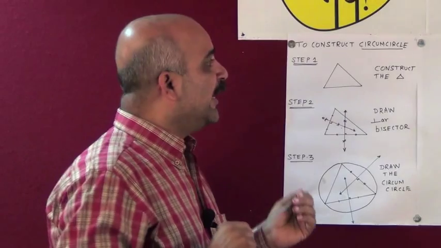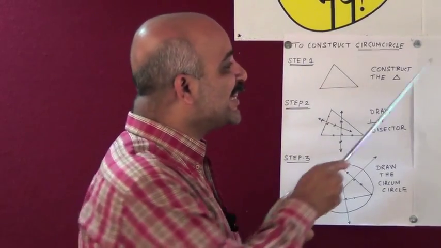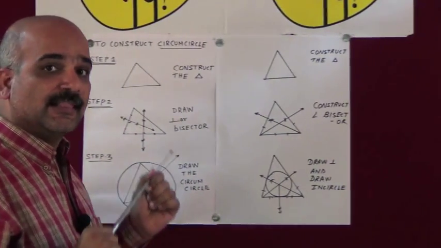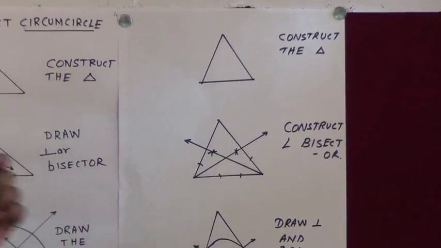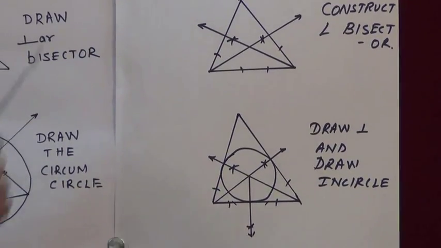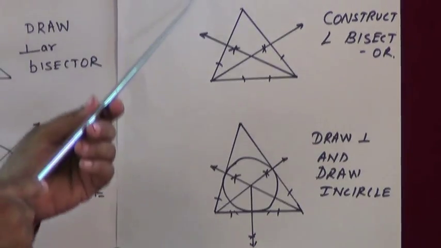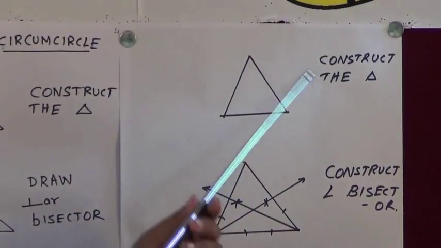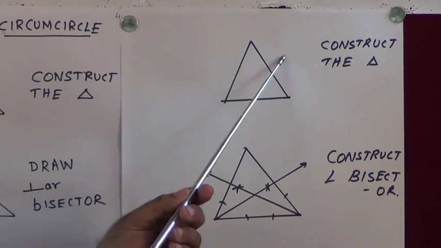Now friends, let's go on to the next topic, that is construction of an incircle. While drawing an incircle, there are 3 things to be considered. Just as we had step 1, step 2 and step 3 for a circumcircle, we have 3 steps for an incircle. First step, as we know, is construction of the triangle based on the given information.